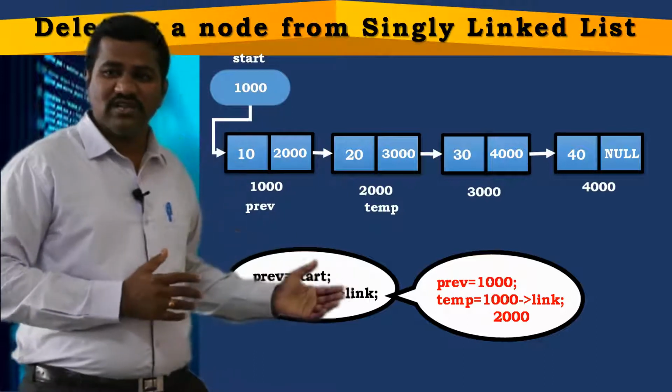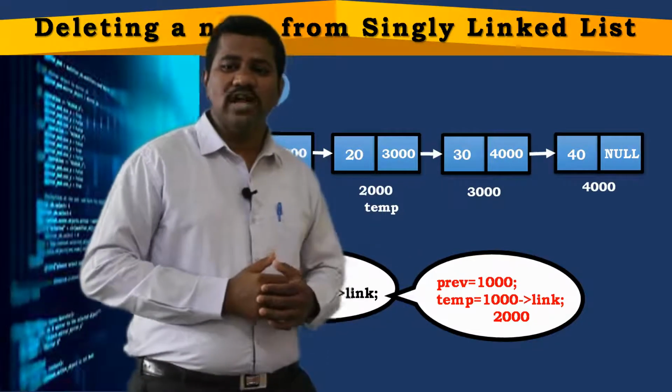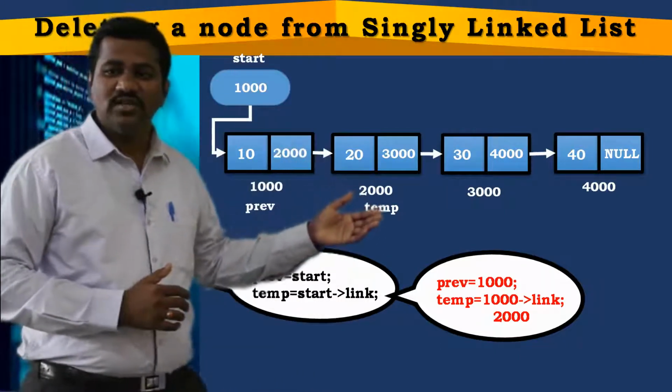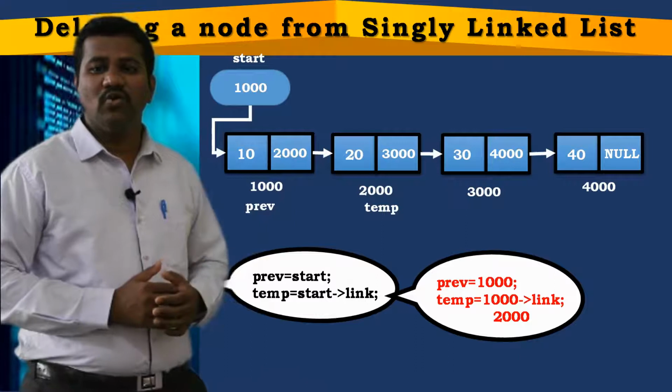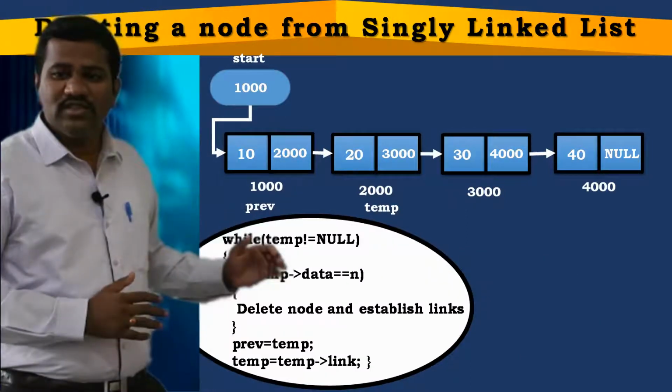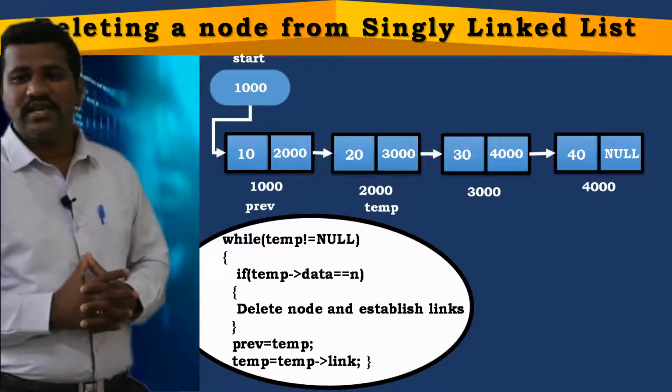The temp is assigned with start arrow link, that is 1000 arrow link, which contains 2000, and the 2000 is stored in temp. So your temp pointer is pointing to the 2000 node. Right. Now we need to go with this code, and what this code is saying is that we will be traversing from the second node to the last node.